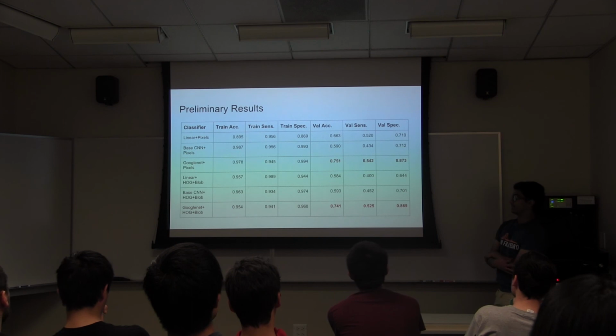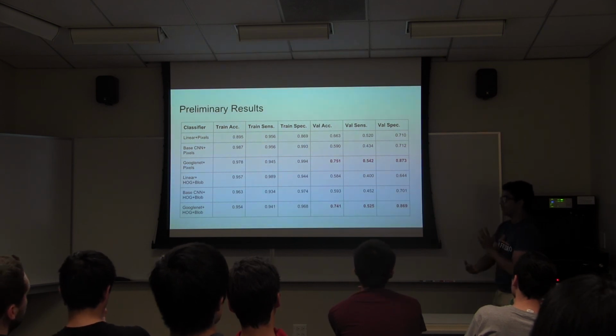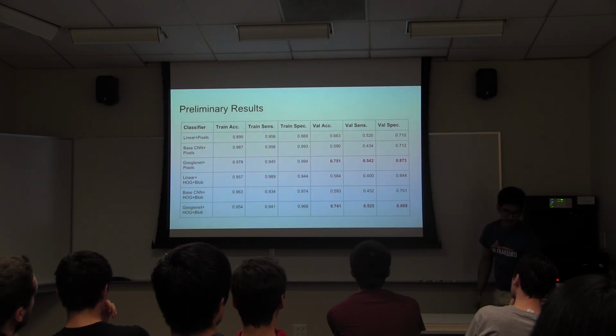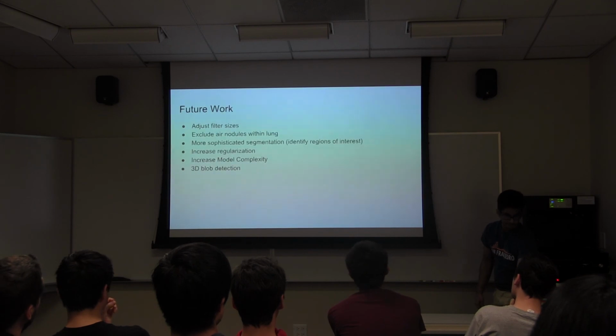Linear is a baseline model, and it seems to do worse with the HOG and blob detection than actual raw pixels, but it's a baseline model, so I didn't expect it to do well anyway. It does all right, but not well. GoogleNet's still training, so hopefully eventually it'll work better. But I do see a lot of overfitting, so maybe increase the regularization.